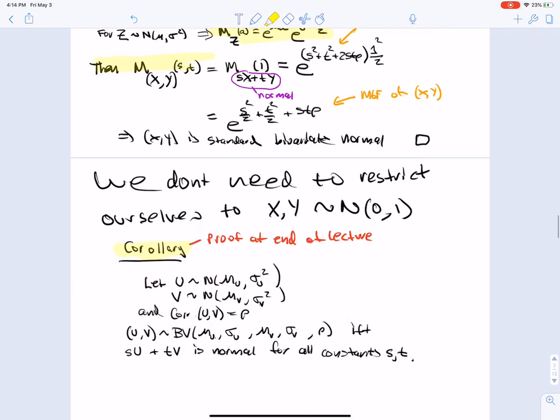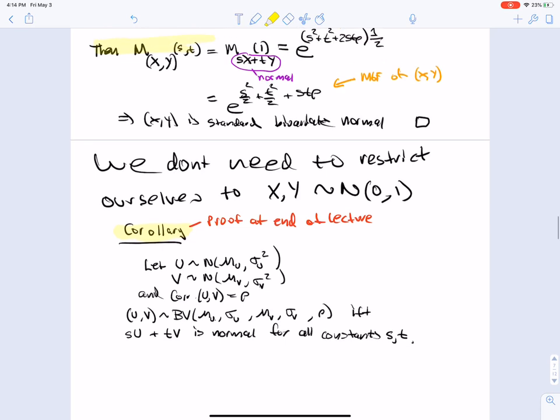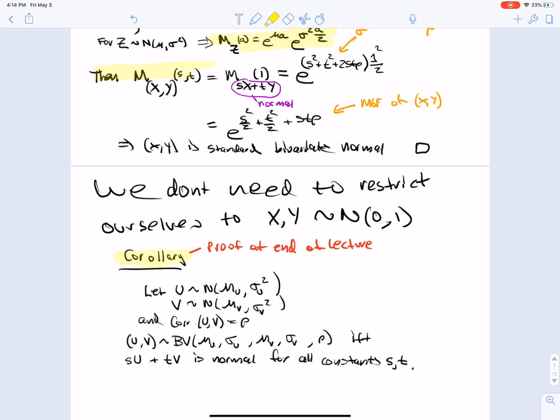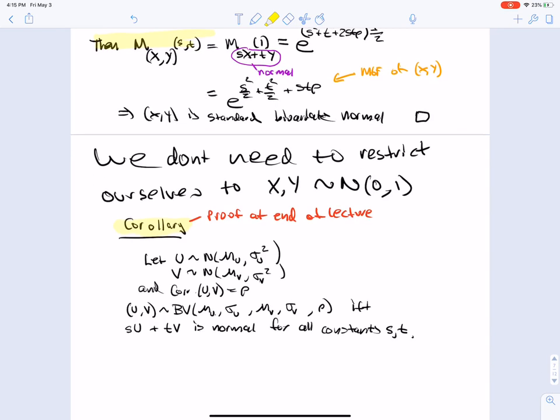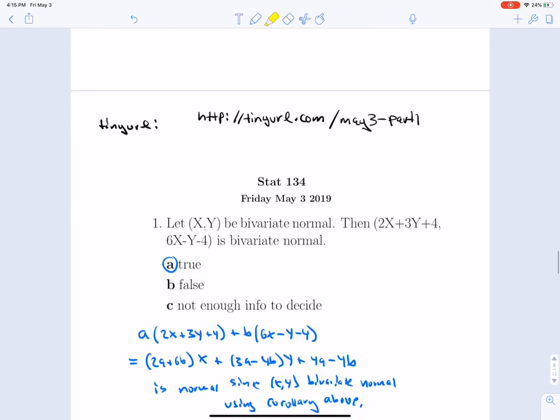Yay! So we don't need to restrict ourselves to X and Y being standard normal. You can show that if UV is bivariate normal, then that's equivalent to sU + tV being normal for all constants s and t. I just put the proof of this at the end of the lecture. It's very straightforward. Then we did a concept test.